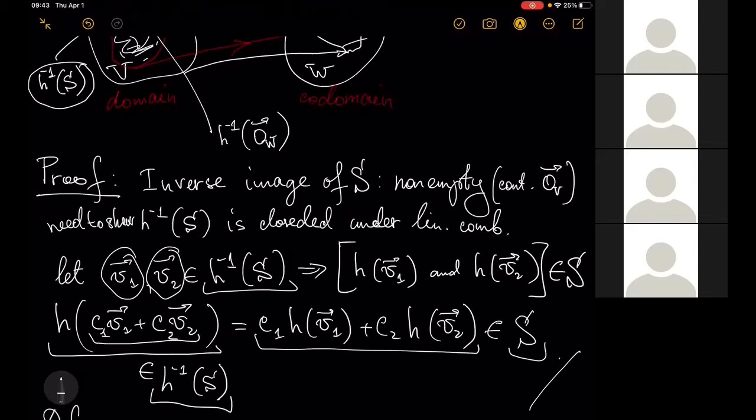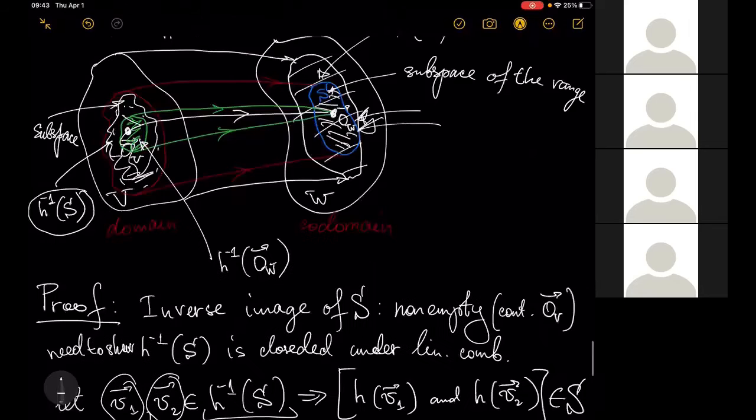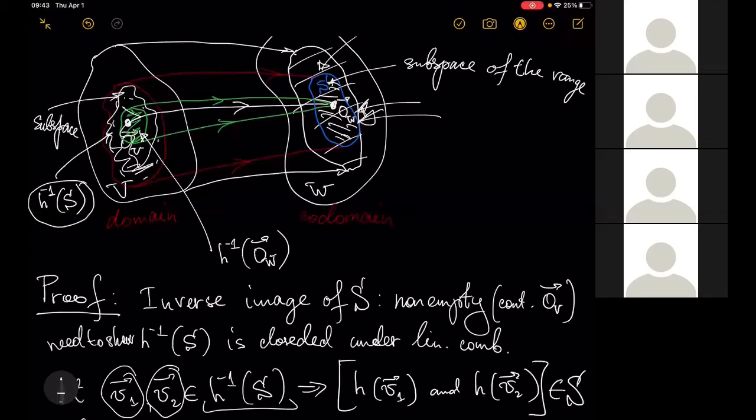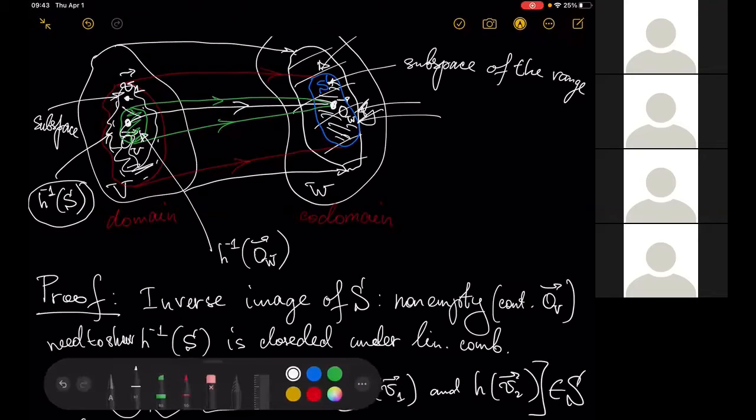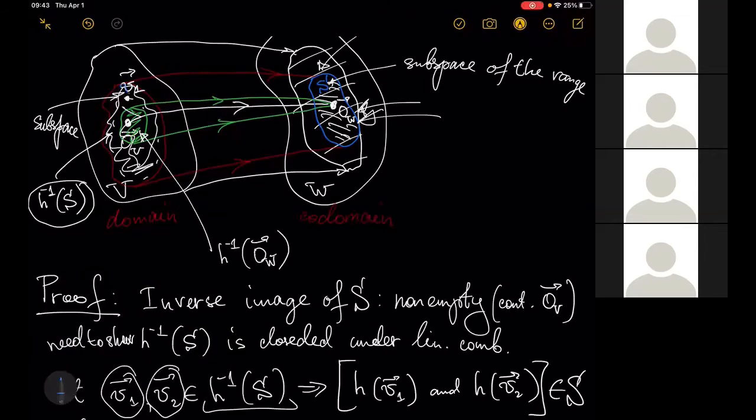Okay, so have a look. I have chosen V1 right here. Okay, let me use a different color. Yeah, let's say I choose V1 here, and let's say V2 here, right?